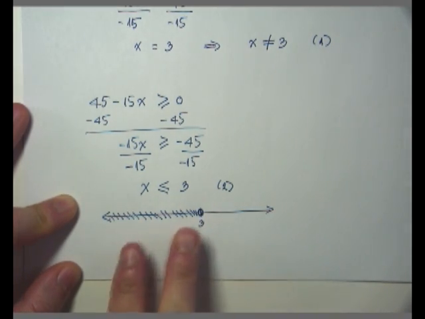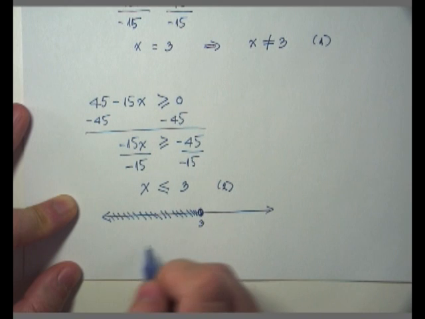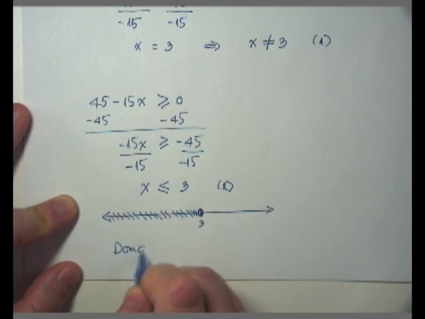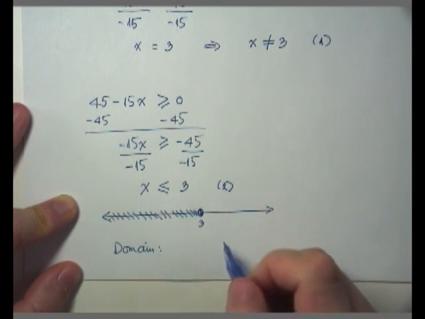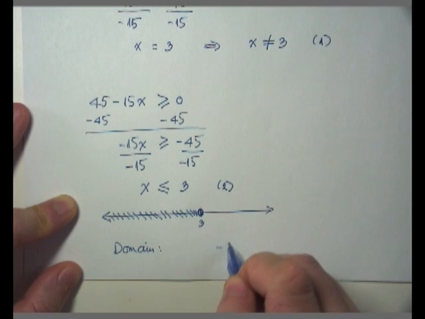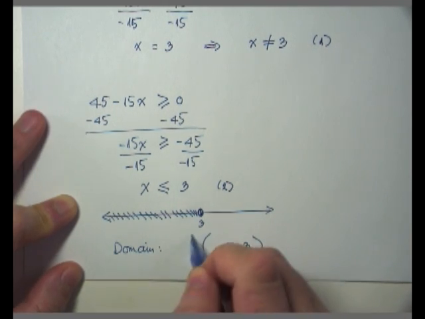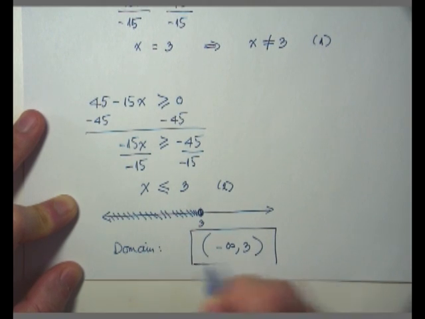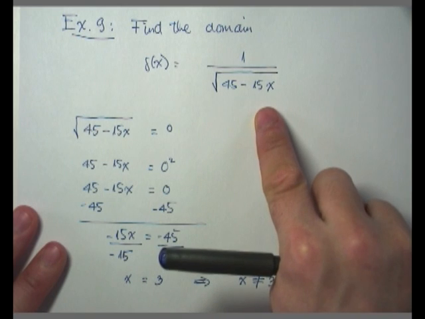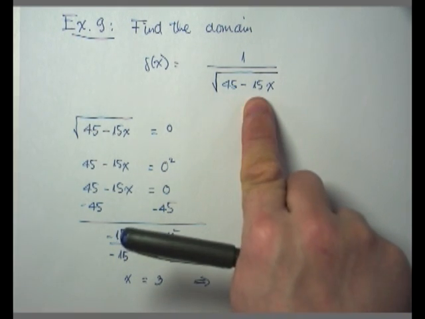Into the graph. And now the graph is making it clear that the domain for this problem in interval notation is going to be minus infinity to 3 in parentheses. And that's how we find the domain of functions like 1 over the square root of the quantity 45 minus 15x.